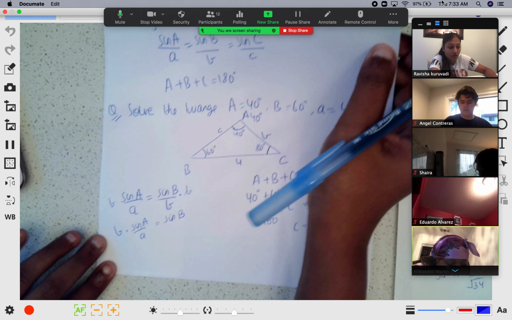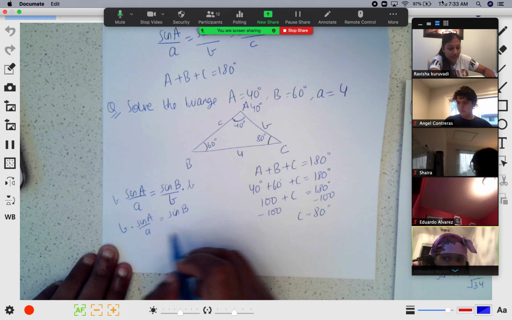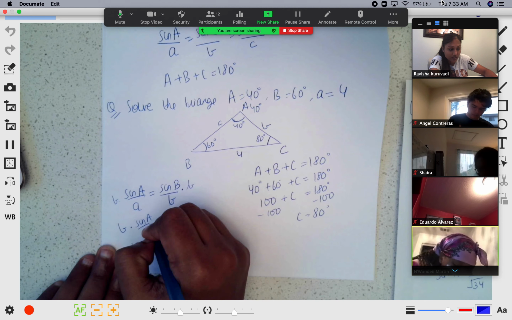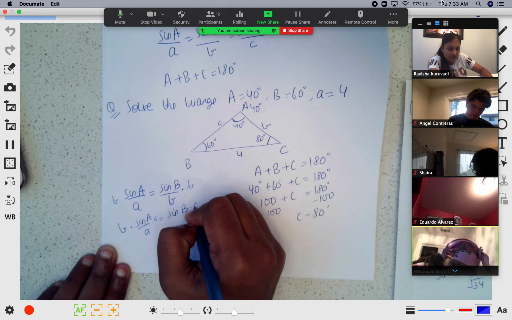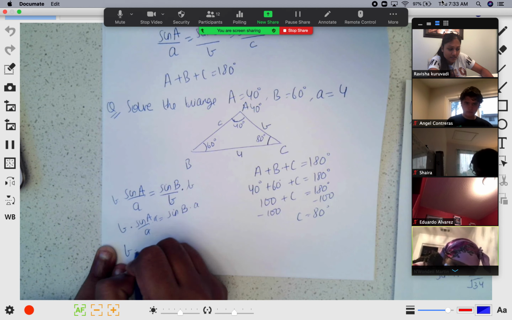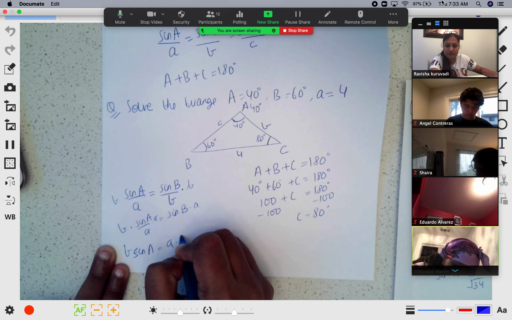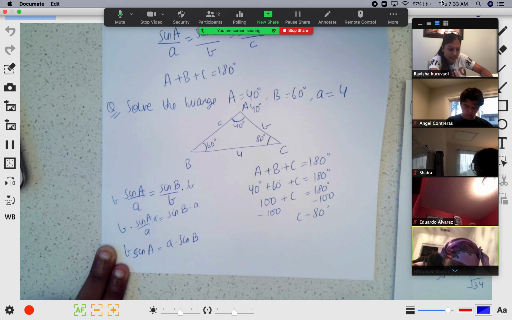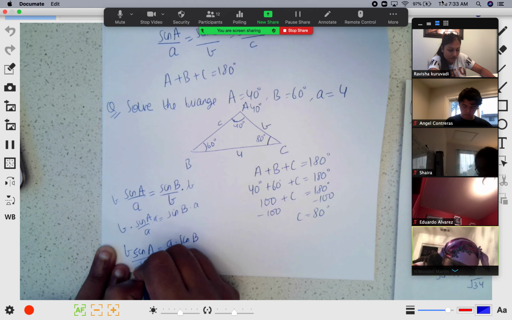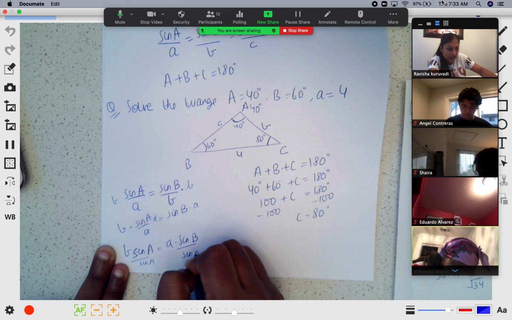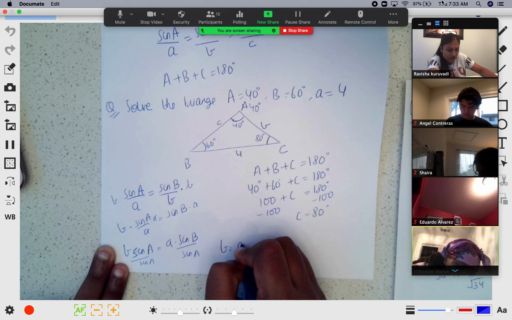Okay. Now note, I just need B here. This A is dividing, so I multiply A on both sides. This A and this A get cancelled. You are left with B sine A is equal to A times sine B. Now I don't need sine A, so I divide sine A on both sides. You get basically B is equal to A sine B over sine A.